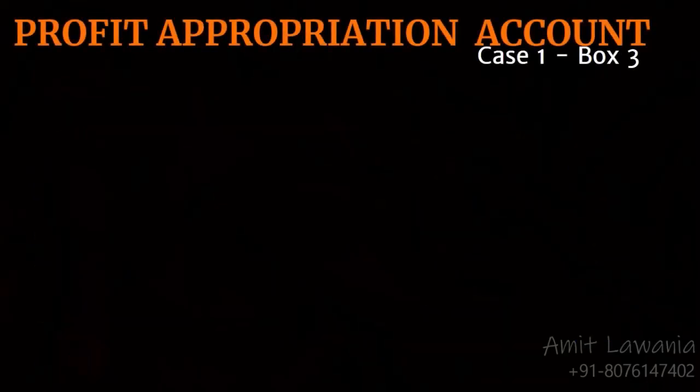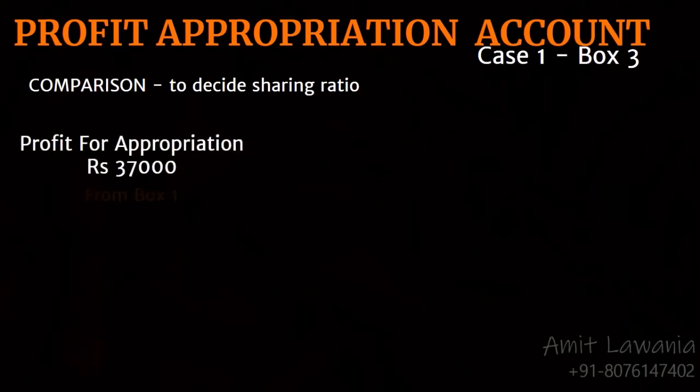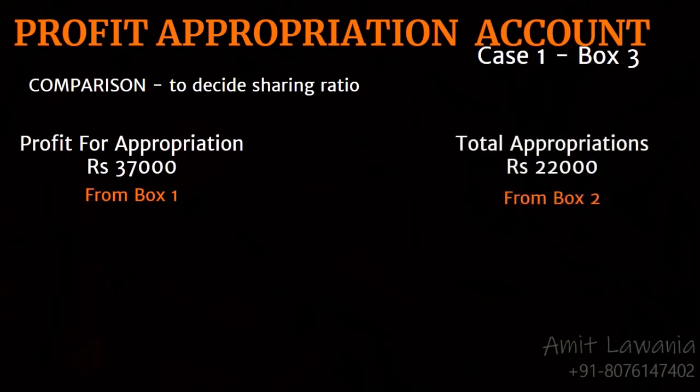Now on to box 3. This is the box for comparison. From this box we will decide the profit sharing ratio that will be applicable when we make the profit appropriation account. So now we have two results: the profit for appropriation from box 1 and total appropriations from box 2. We compare them to find out which one is greater. It is the profit for appropriation from box 1 that is greater, at 37,000 rupees.